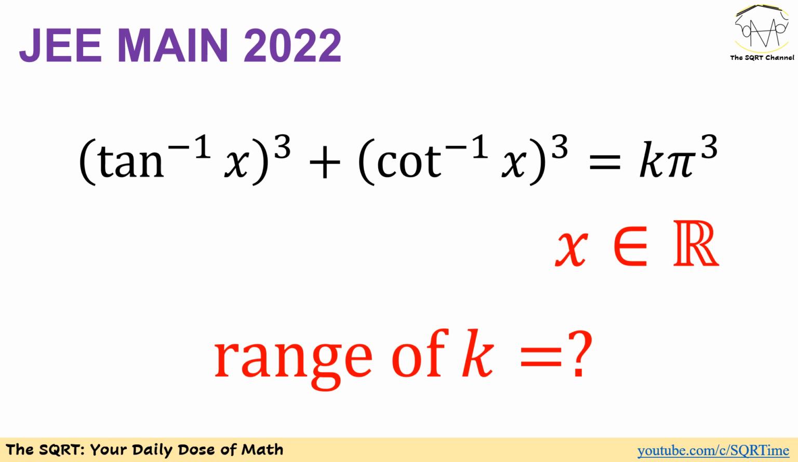In this video, we are going to talk about a problem that we got from JEE Main from 2022. In this problem, we have inverse tangent of x to the power of 3 plus inverse cotangent of x to the power of 3 equals k times pi to the power of 3. We know that x belongs to real numbers and we need to find the range of k.